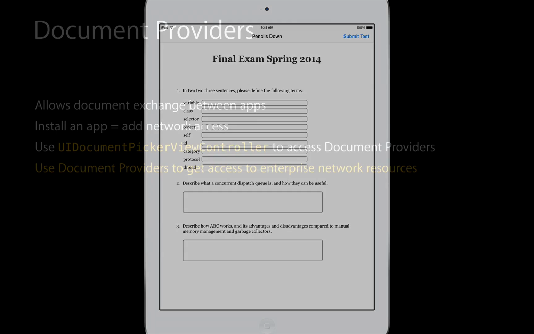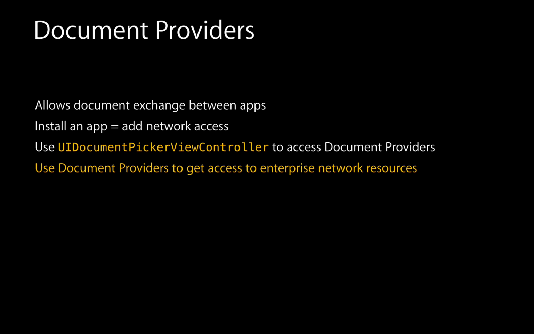So let's start with document providers. Document providers, as I mentioned before, is a really awesome new feature of iOS 8. It allows you to exchange documents between apps. When you install an app as a document provider, you are actually installing network access for other apps. To access document providers, use the UIDocumentPickerViewController. This is the same one you use for the iCloud folder.